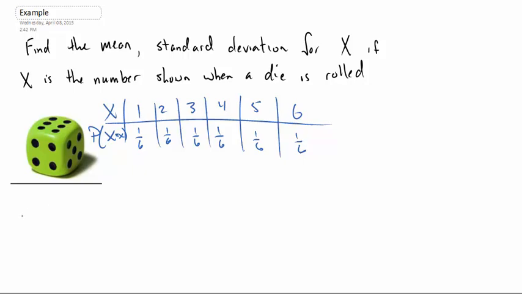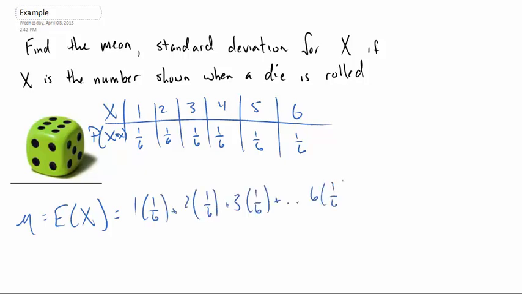So for our mean, that is our expected value of random variable x, we're going to take each data value and multiply by the probability. And through this fairly straightforward calculation, we get 21/6 as our mean. Not terribly difficult.